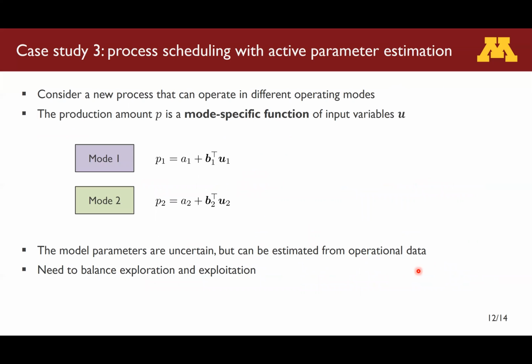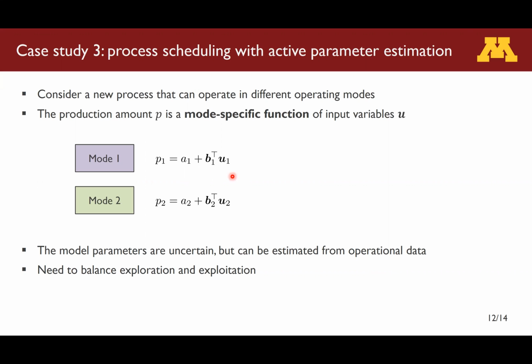Finally, in our third case study, we'll consider process scheduling with active parameter estimation. The setup here is that we have a new process that can operate in different operating modes, but we haven't operated in them yet. And we assume that in each mode, the production amount is a function, in this case an affine function, of the input variables u. So these model parameters A and B are uncertain, but we can estimate or learn them by operating in that mode, so from operational data.